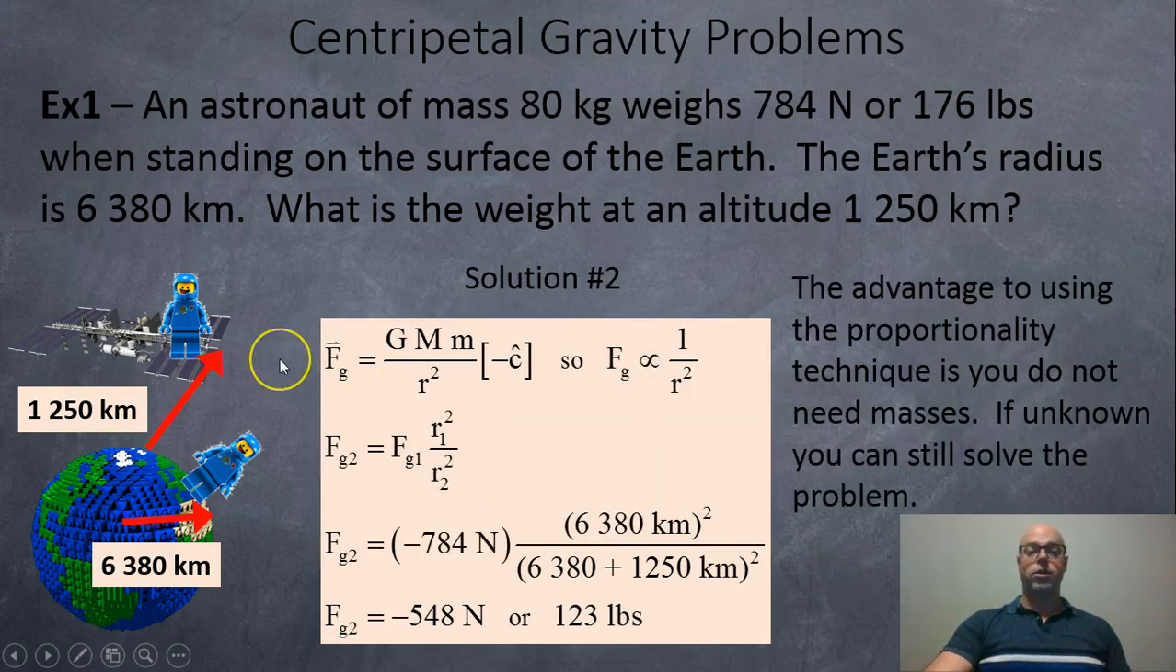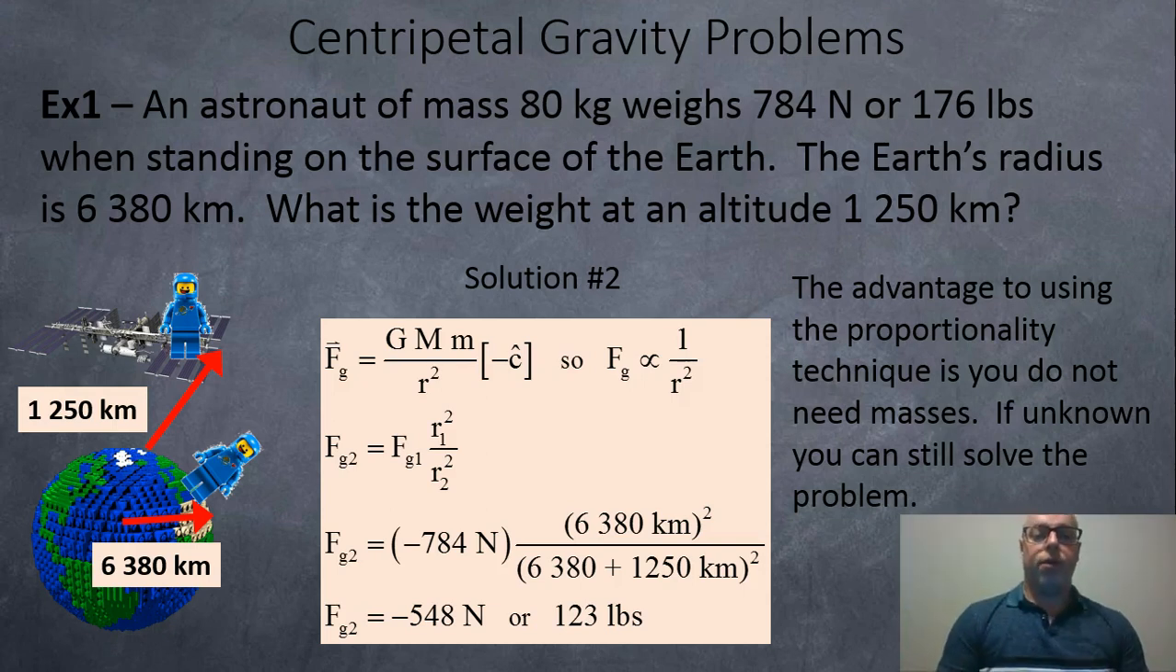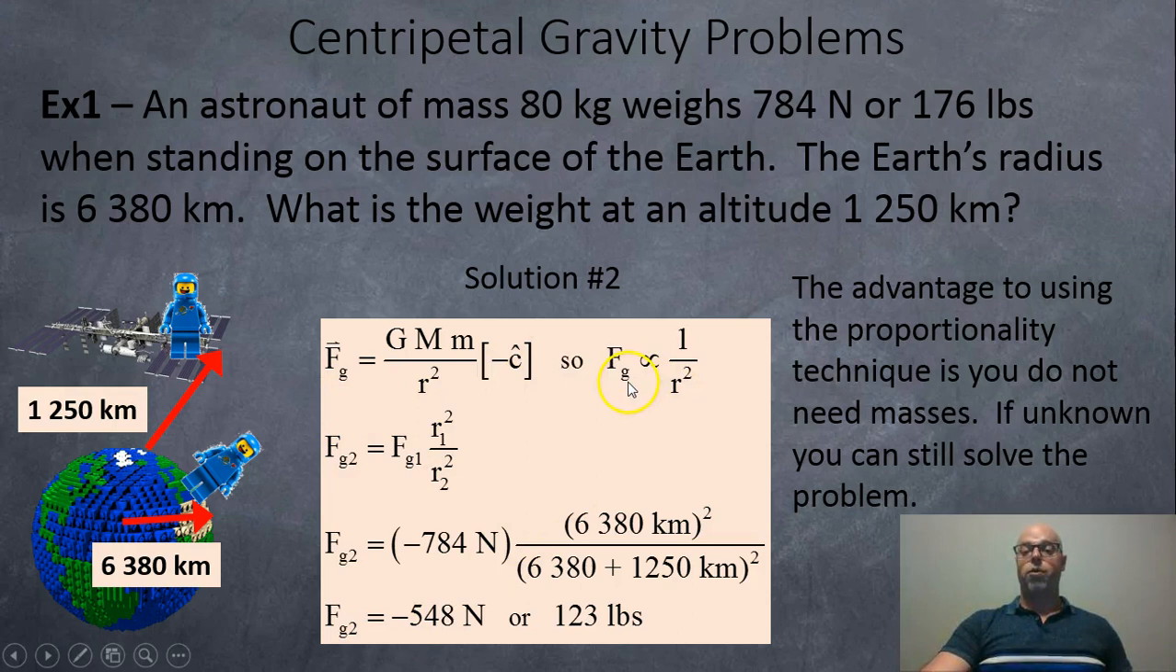Okay, so here's another method of solving the problem. Instead of using the force of gravity formula, what we can do is use ratio and proportion math. So in this case, the constant of the universe isn't going to change. The mass of the Earth is not going to change. And the mass of the astronaut is not going to change. You don't lose mass when you go into orbit. You don't lose any kilograms. You only lose pounds and newtons. So the only thing that matters is the position, r. So the force of gravity depends on 1 over r squared.